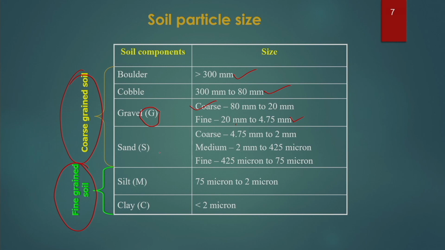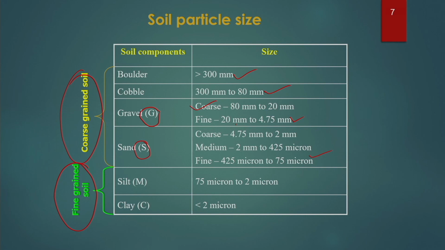Similarly, sand is also divided into three: coarse, medium and fine sand. Coarse sand consists of particle sizes from 4.75 millimeter to 2 millimeter. Medium sand consists of particles from 2 millimeter to 425 micron. Fine sand consists of particles from 425 micron to 75 micron. And sand is denoted by the term S in our soil classification.